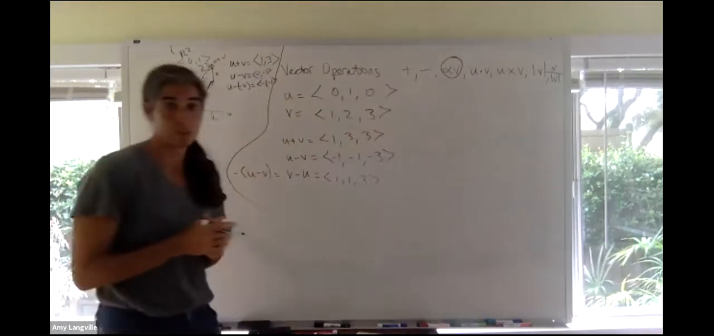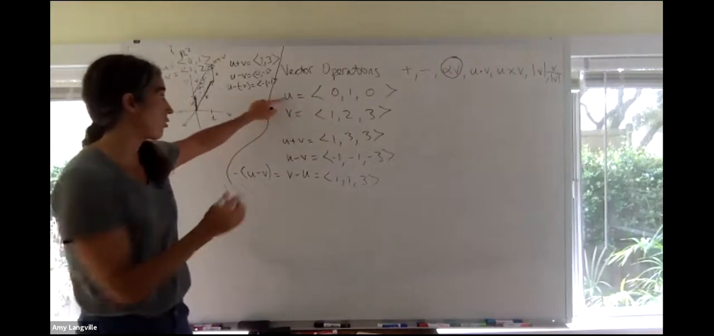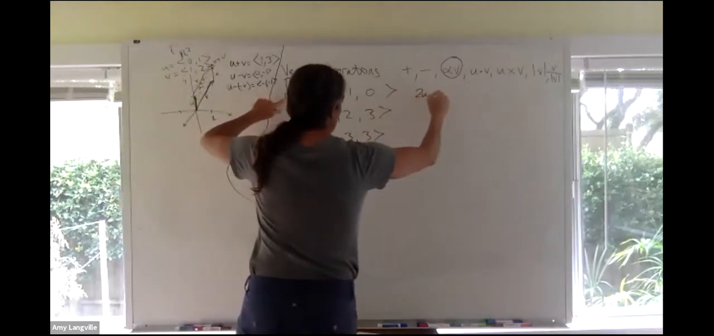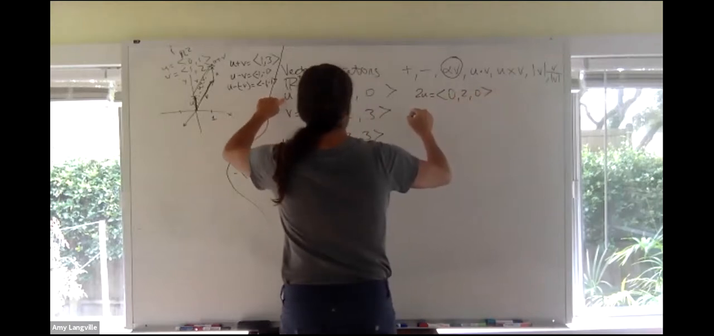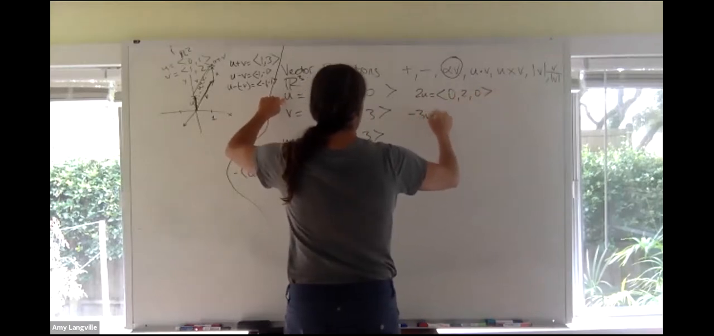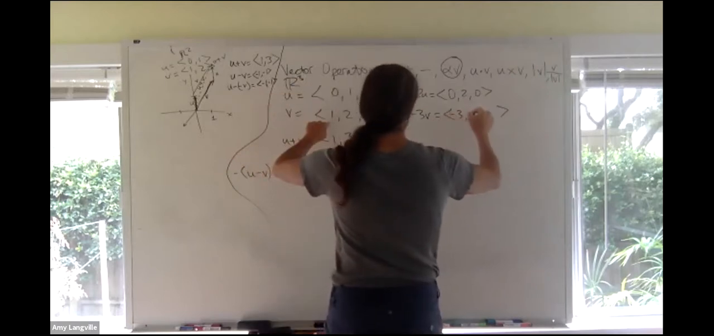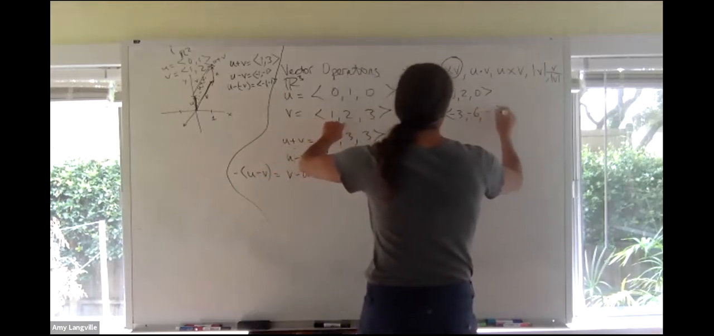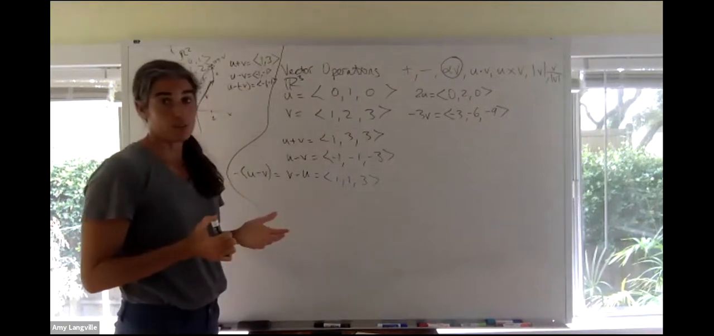Scalar multiplication of a vector is also done component-wise. So if I have these R3 vectors here and I wanted to get 2 times u, that is just 0, 2, 0. Let's say -3 times v. That is -3, -6, -9. And let's look geometrically what those do.